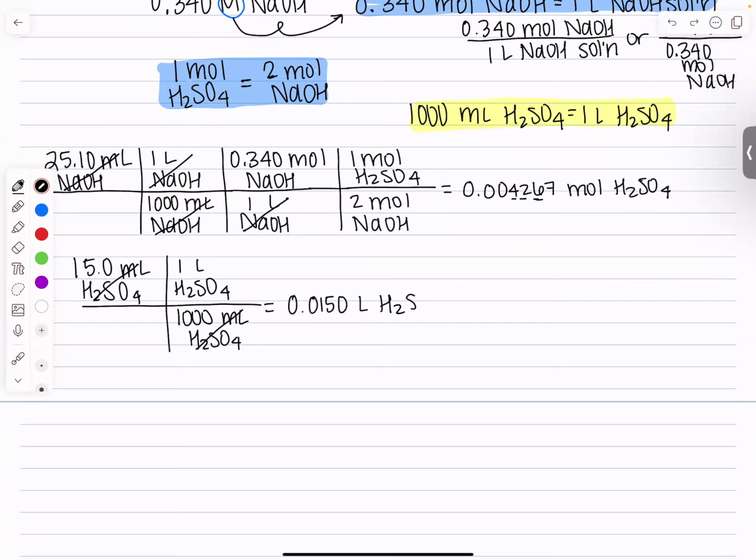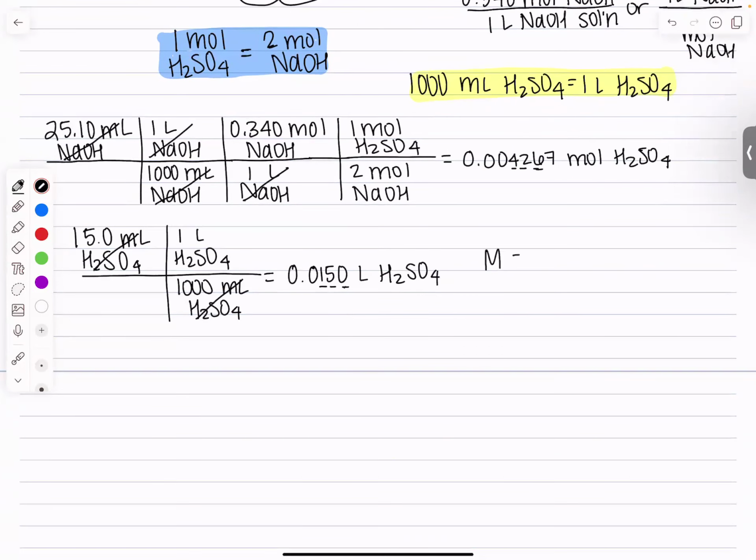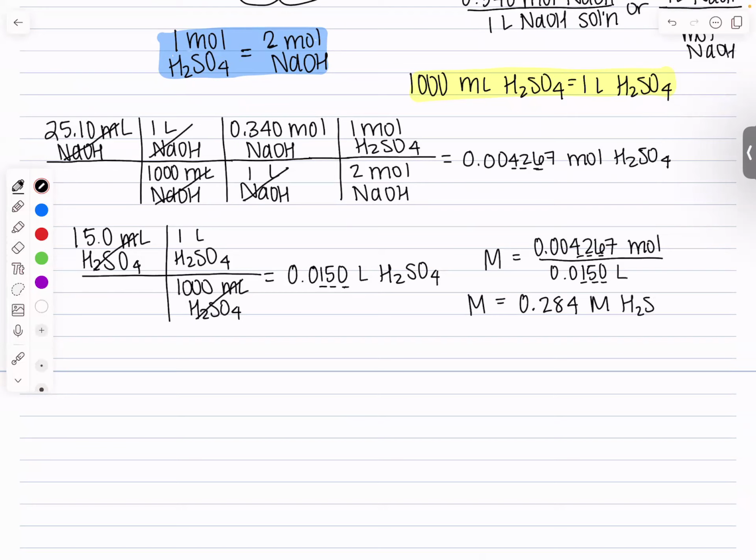Now that I have the moles and the liters of H2SO4, again, I can underline my sig figs. I can then find my molarity. My molarity is going to be my moles over my liters. So the molarity of the sulfuric acid that we're looking for is going to be 0.284 if we're rounding to 3 sig figs, molar sulfuric acid. And that's going to be the answer.